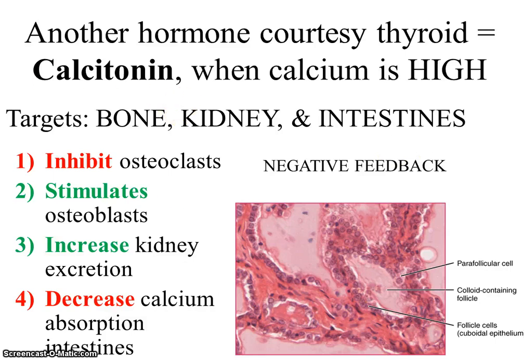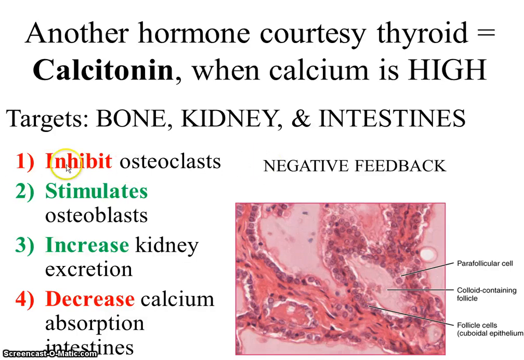So how does it lower blood calcium levels? Well, it inhibits osteoclasts. Remember, they're the bone destroyers, so we're not resorbing, which is the term we use, bone, and therefore releasing the calciums and the phosphates back into the blood.